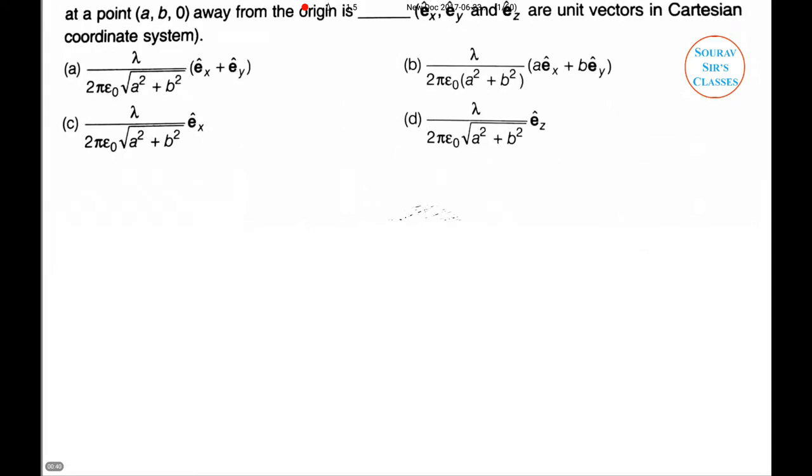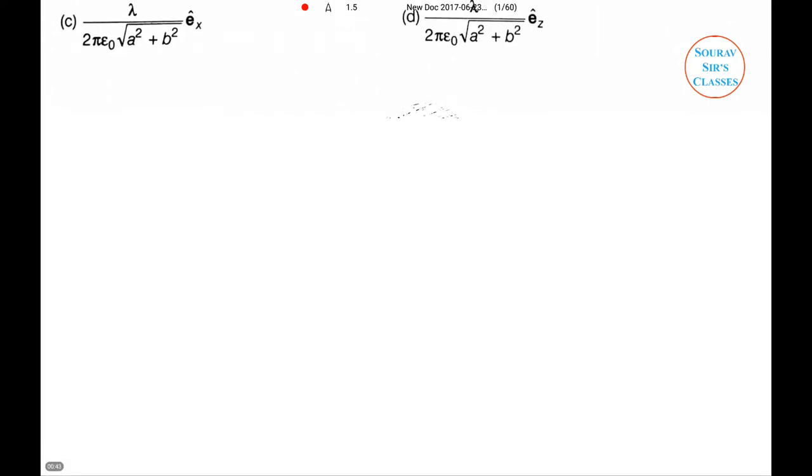First I will draw a picture, and that looks like this. Let us consider this as the z-axis and this as the x-axis. And along the z-axis, there is the infinite line charge with the line charge density lambda. The line charge density is the amount of total charge that is distributed along the length of the charged wire. So that is Q by L.